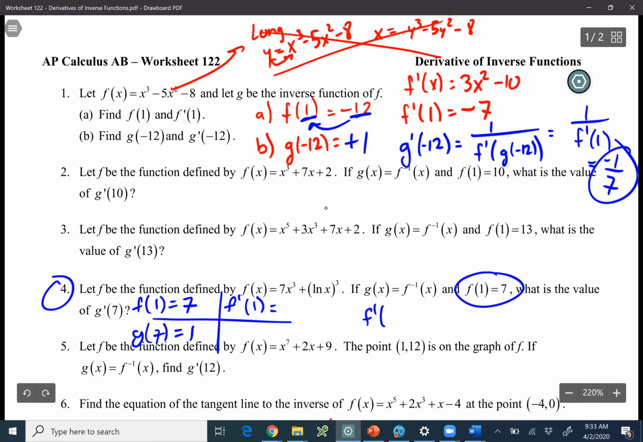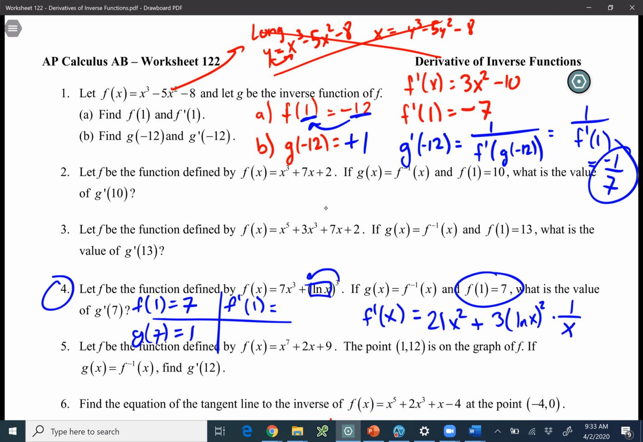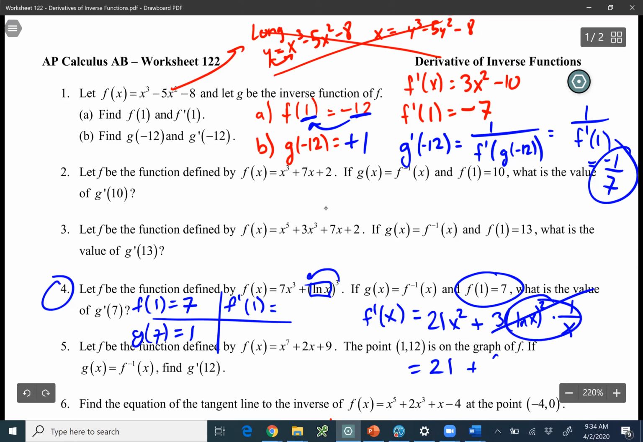So f prime of x in this case would be 21x squared, plus this is going to be chain rule, right? It's like a box cubed. So the derivative of box cubed would be 3 box squared times the derivative of the box. The derivative of ln is 1 over x. So now we're going to plug in 1 to that. So that's 21 times 1 squared is 21. Plus, and if you guys remember, the ln of 1 is 0, so that whole thing goes to 0. So f prime of 1 is just 21.